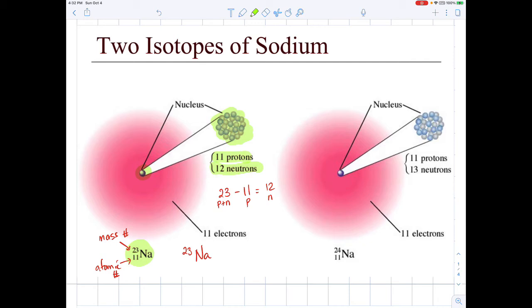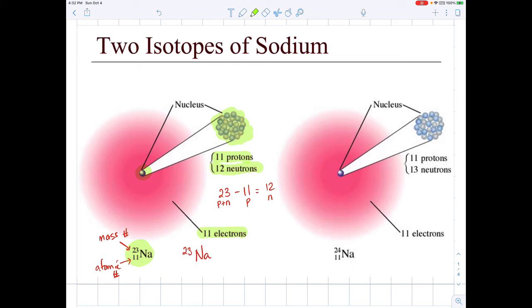We assume it's a neutral atom, so the number of electrons orbiting that nucleus would also be 11. They have to be equal to the number of protons. Each electron has a negative charge, each proton has a positive charge, and they'll be equal, so they cancel each other out, and the atom is neutral.